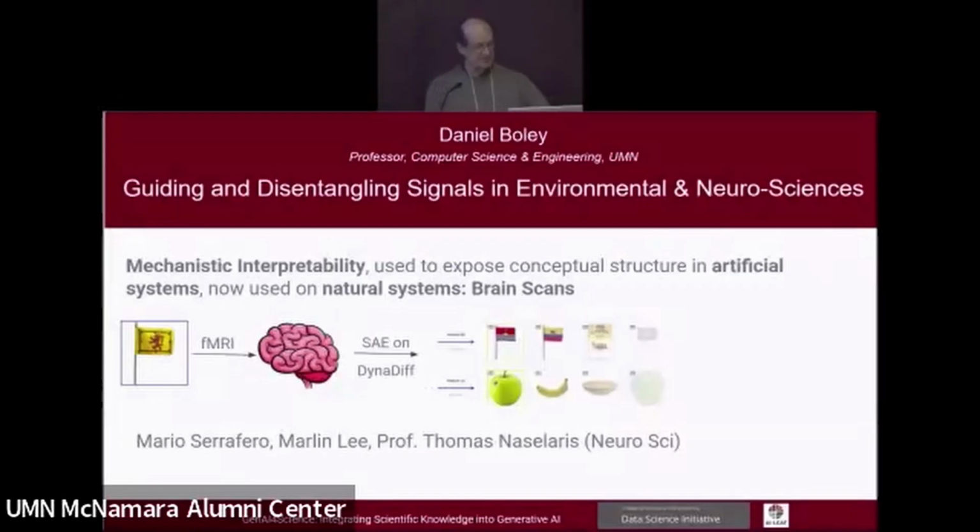So for example, you take an image, a yellow flag, and you pass it through this network, and it comes up with some features. And then the network tries to figure out what the subject, the person, was looking at. And our approach here is to use mechanistic interpretability methods, or sparse autoencoders, to try to disentangle the features in this image, in this brain scan.